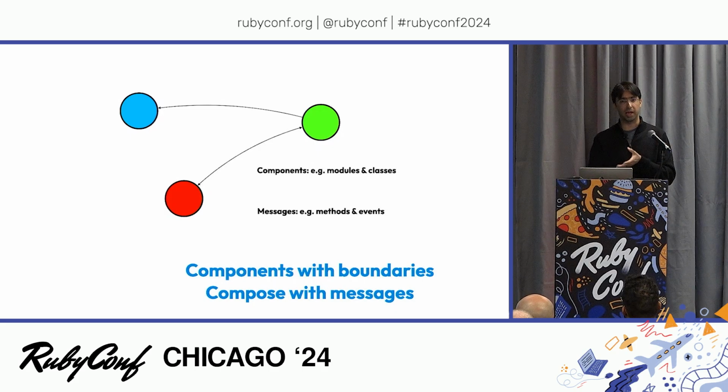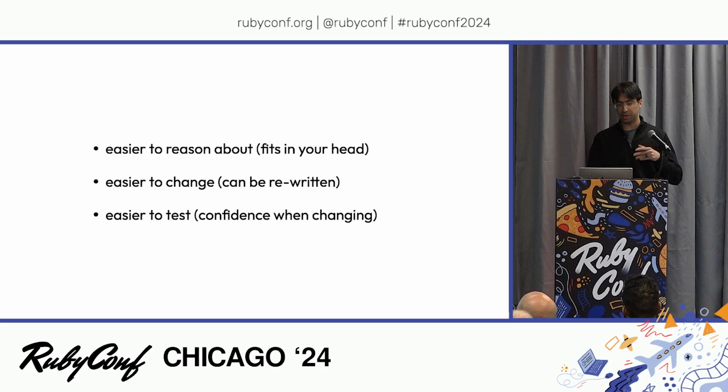So let's go through an example just to see what that might look like. But before that, just a quick note: when you're building these small components, you immediately get some benefits, which is they're really small, they fit in your head, and they're easy to reason about. They're easy to change, and they're easier to test. But we'll see that in practice.